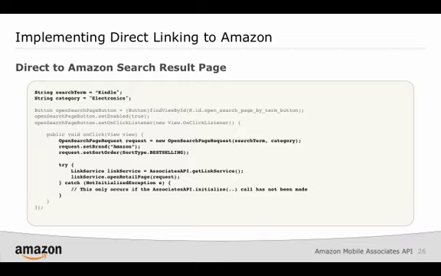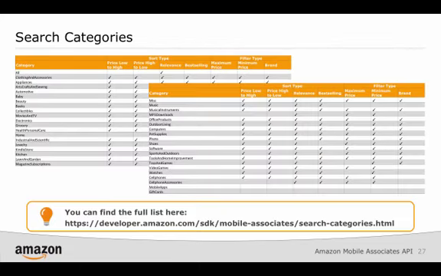service.openRetailPage method. In the open search page request, you can also optionally specify a product category, a brand, or a sort type. Product categories for the U.S. marketplace are shown here, with the sort and filter types that can be applied to them. You can find a full list on the Amazon Developer Portal at the link listed here.